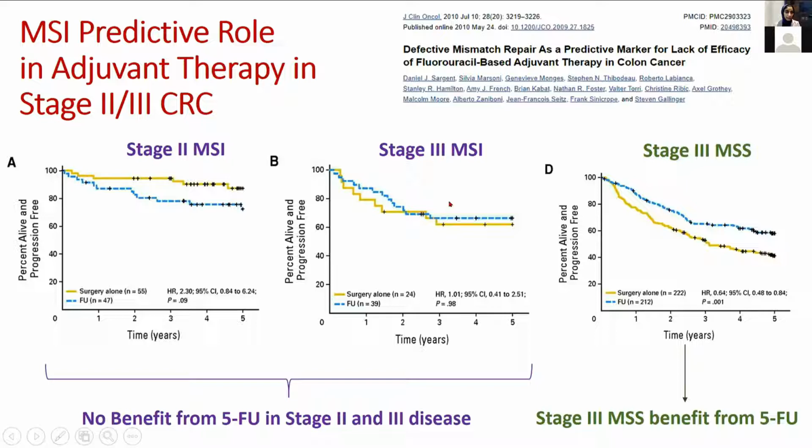And in stage 3, microsatellite high treated compared to the untreated show no difference in progression-free survival, so clearly there is no benefit. This is in comparison to the microsatellite stable cases in stage 3, in which treatment with 5-fluorouracil shows clear benefit in comparison to the non-treated group.